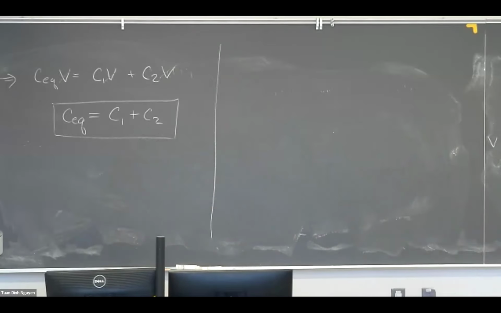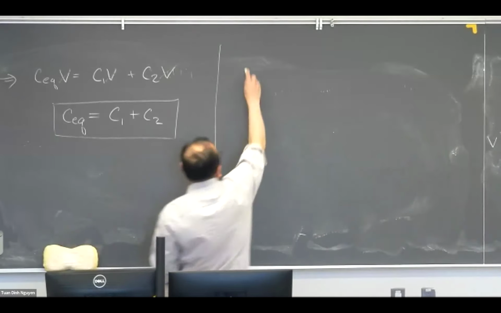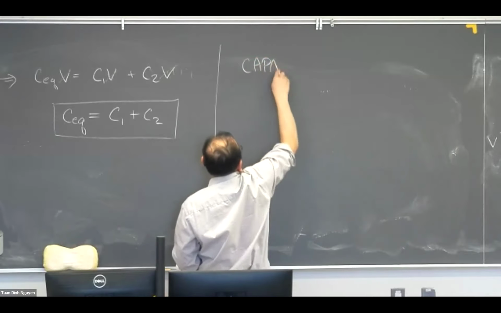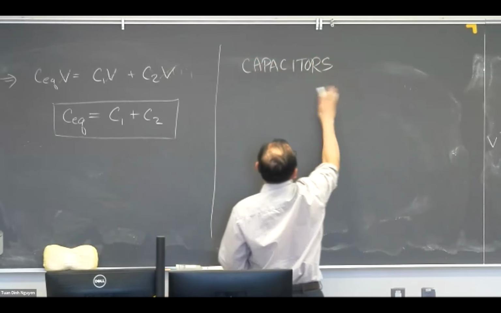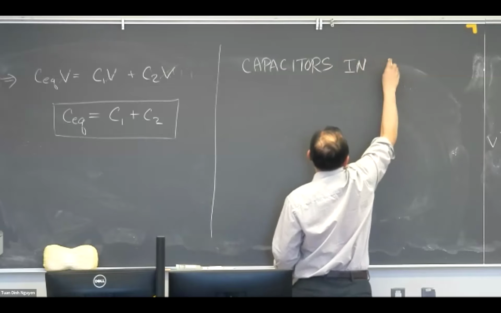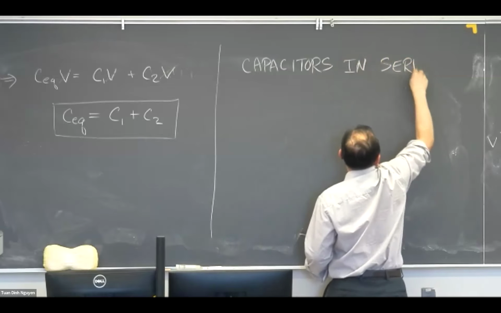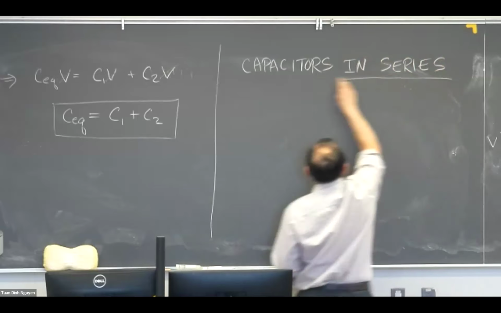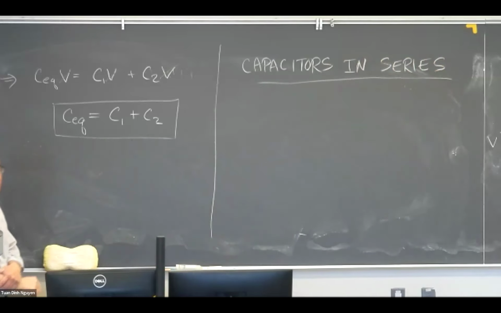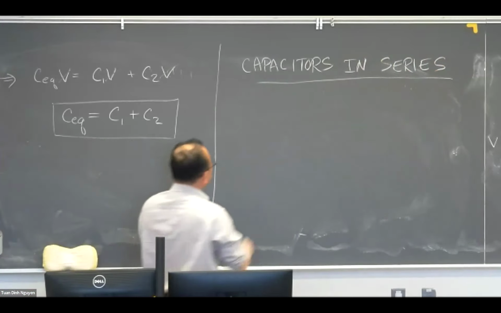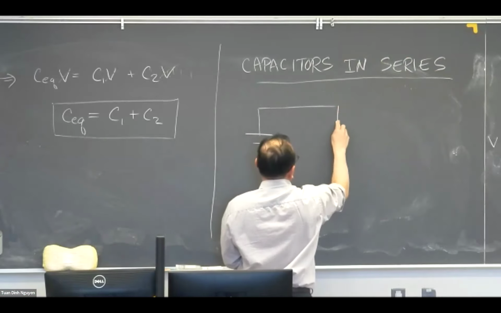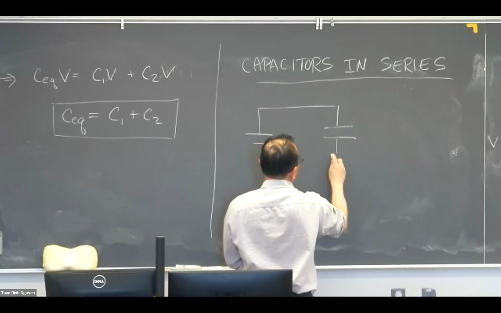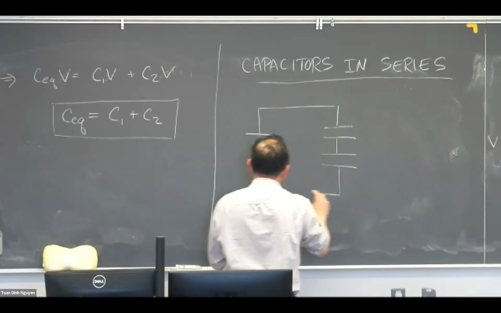So the second way to combine capacitors is to put them just back to back. Now I think this is the hard one, where people can't decide if it's in series or in parallel.